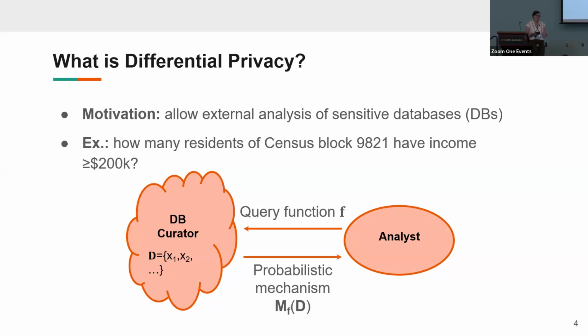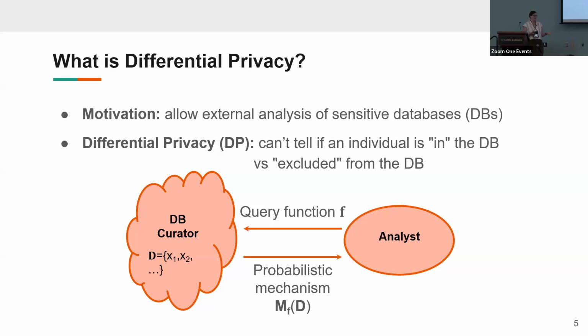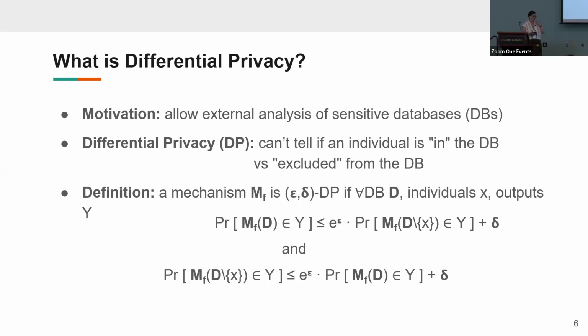An example of the sort of query that might happen is how many residents of a given census block have income above a certain threshold. With differential privacy, we want to ensure that the answer given by the curator doesn't allow us to distinguish whether a given individual is in the database or not. In particular, we mathematically capture this by bounding the difference in probabilities of given outputs based on whether or not an individual is present, using these epsilon and delta parameters.